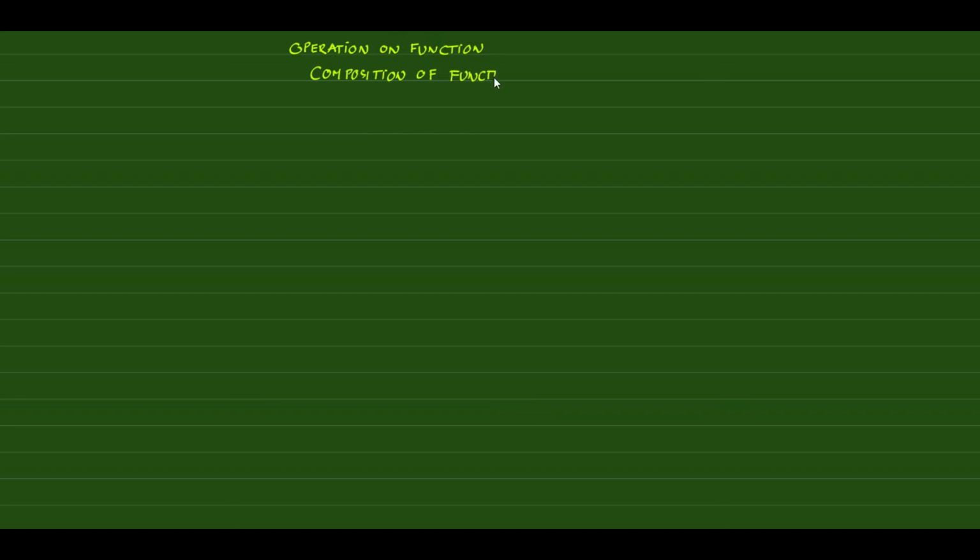So on the first part, we will be talking about operation on function first. Then on the second part, let's talk about composition of function: how we're going to evaluate a function at a certain function. So on the first part, operation on function.